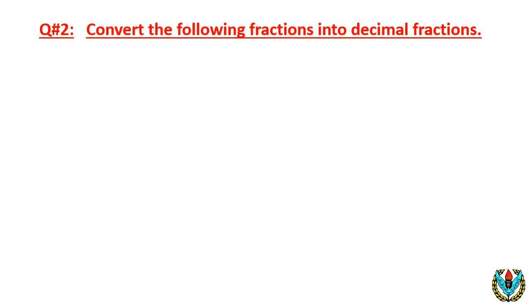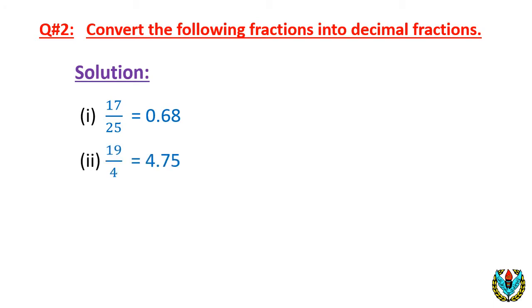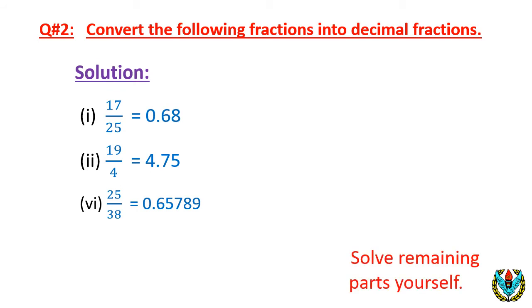Dear students, now we start question number 2. Convert the following fractions into decimal fractions. Its solution is part 1. Dear students, you can solve this question by using your calculator and find 17 divided by 25, that is equal to 0.68, and in part 2, 19 divided by 4 is equal to 4.75, and in part 6, 25 divided by 38 is equal to 0.65789. Solve the remaining parts yourself.